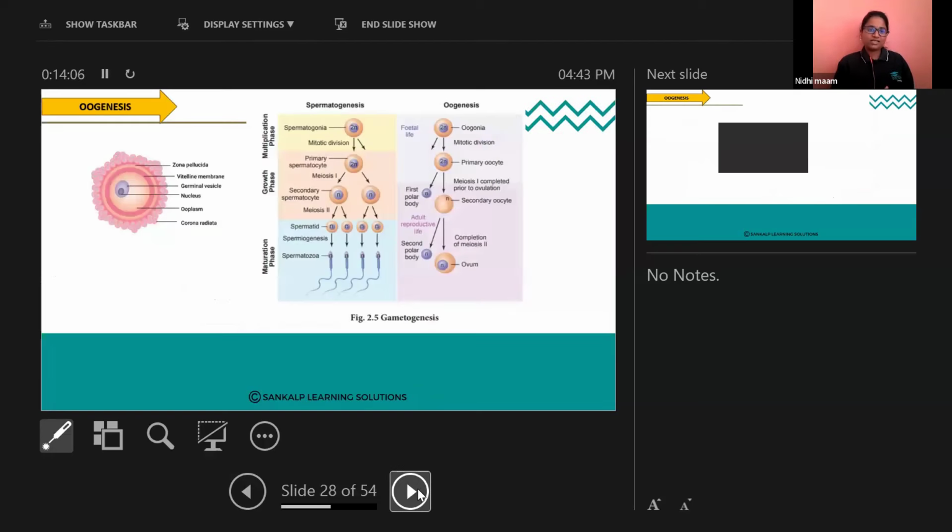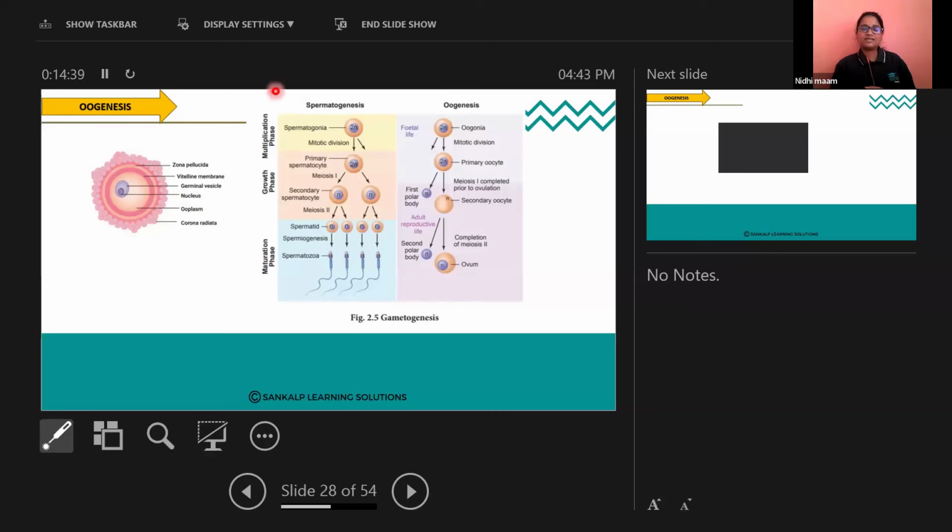Next we have oogenesis. Before going to oogenesis, let us learn the structure of the ova or egg. In the ovum, the outer layer is called the zona pellucida. Inside there is the vitelline membrane. Then we have the germinal vesicle, and next the nucleus. The fluid is called ooplasm, and the outer layer is termed the corona radiata.